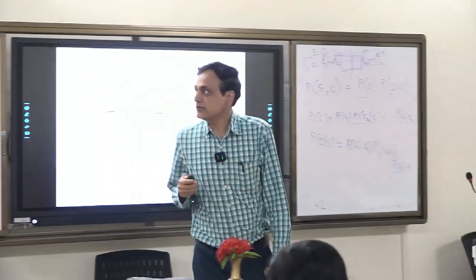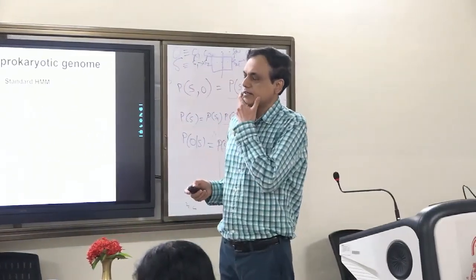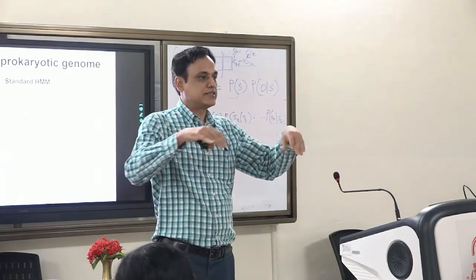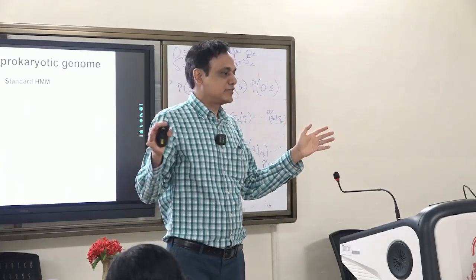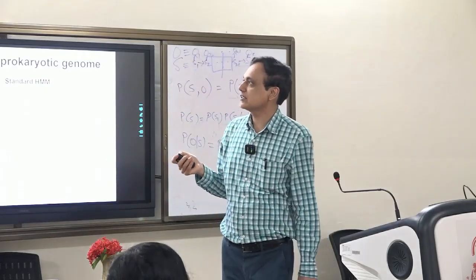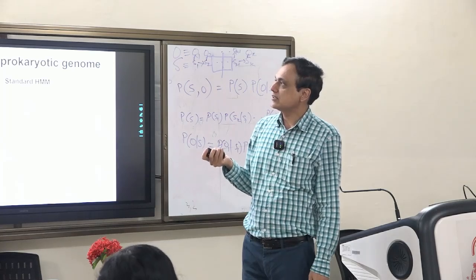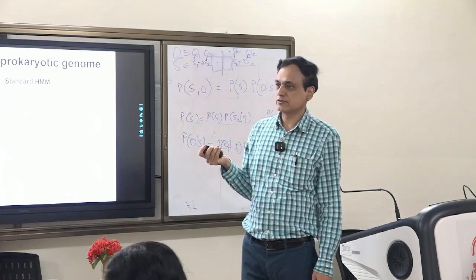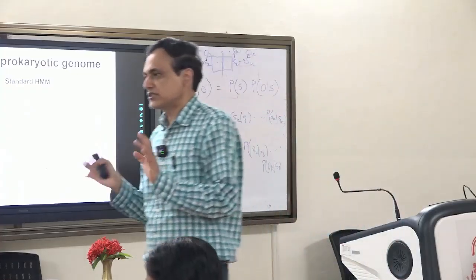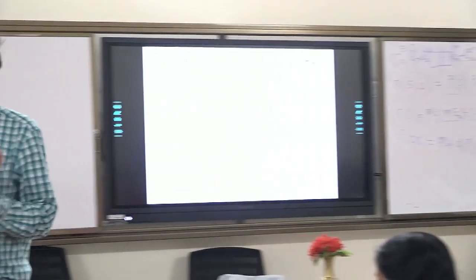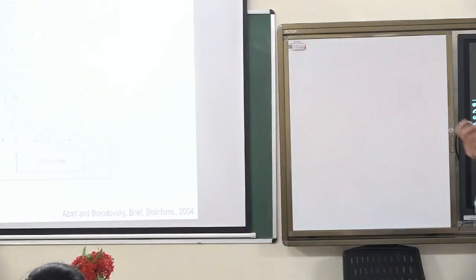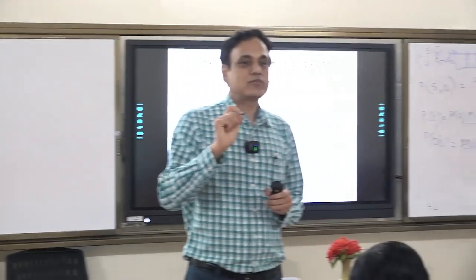So what we want to do is use this to predict a splice site in a gene from a eukaryote. Before that, we would like to learn how hidden Markov models have been used for describing prokaryotic genomes. One of the most used hidden Markov models, the classical or standard hidden Markov model, is one that emits one symbol from a hidden state.